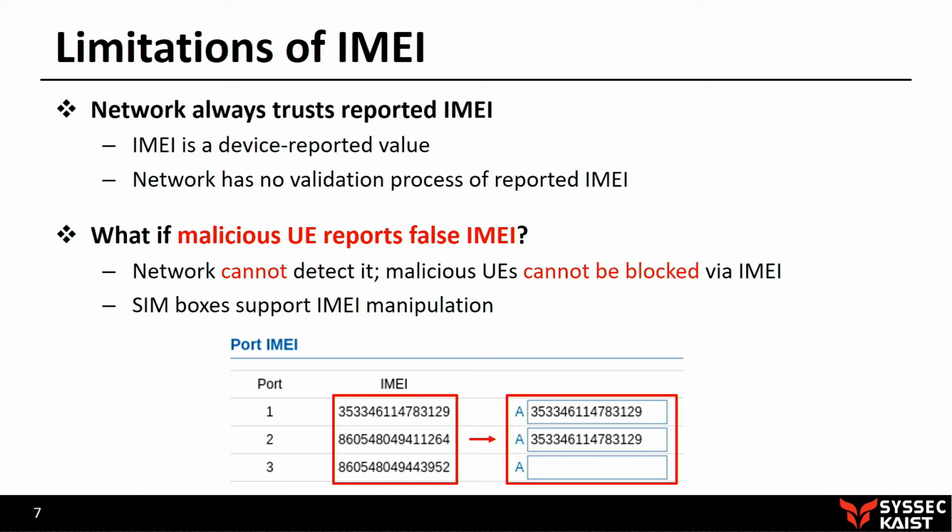Moreover, we observed that commercial SIM boxes support IMEI manipulation. As shown in the figure below, the IMEI of a SIM box can be easily changed by only entering the new IMEI that fraudsters want in the red box on the right table. So IMEI is not sufficient for detecting SIM boxes. Then, can we detect SIM boxes without using IMEI?